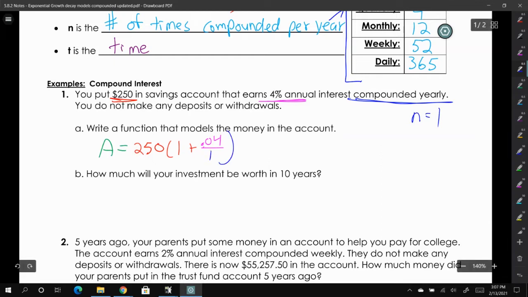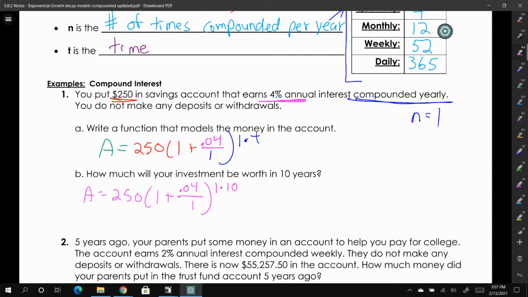So 1, close the parenthesis, and then 1 times t, because we weren't given a time in this problem yet. So this is the formula we would use if we were given a certain time frame. We would then plug that in for t to figure out how much money we would have. In letter B, it says how much will your investment be worth in 10 years? So our t is 10 years in part B. So A equals 250 times 1 plus 0.04 over 1, to the 1 times 10.